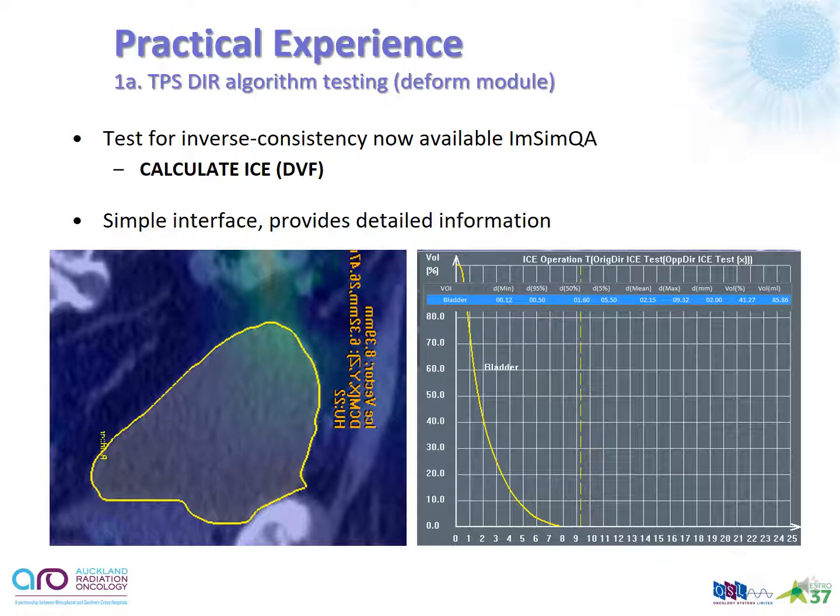But more useful is the so-called DVF histogram shown on the right hand side here, which allows us to really drill down and see what the volume of the bladder is within a certain distance. So for example, in this case, we can see that 95% of the volume of the bladder is contained within 0.5 millimeters, and the mean difference is 2.15 millimeters. The maximum difference is 9.3. So this is really useful information, and it's far more detailed than the in-house analysis I've shown previously.